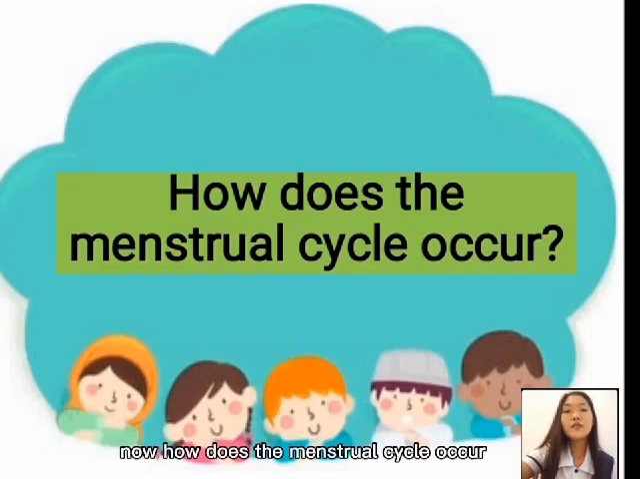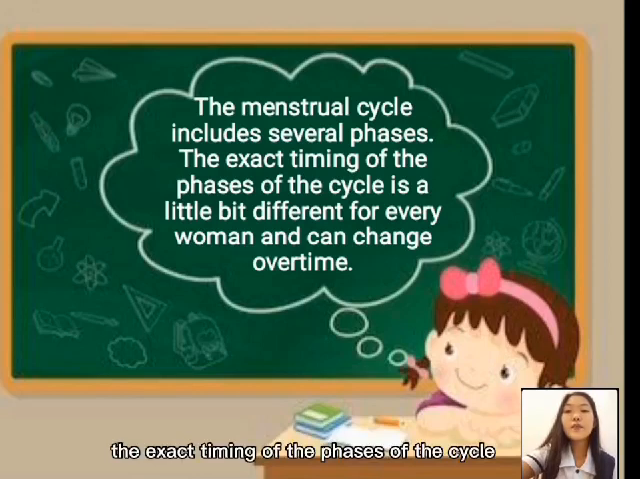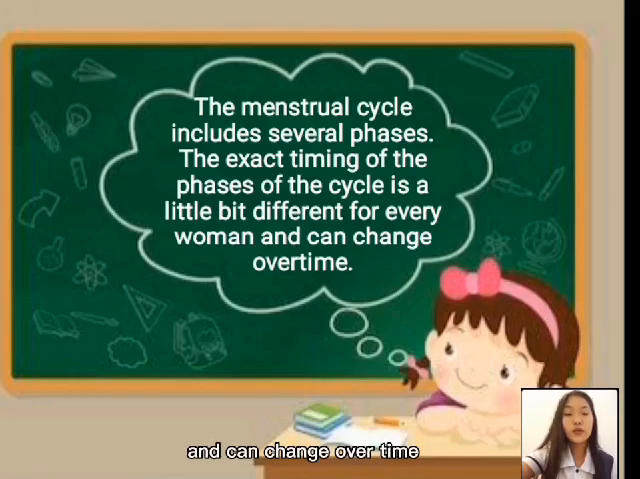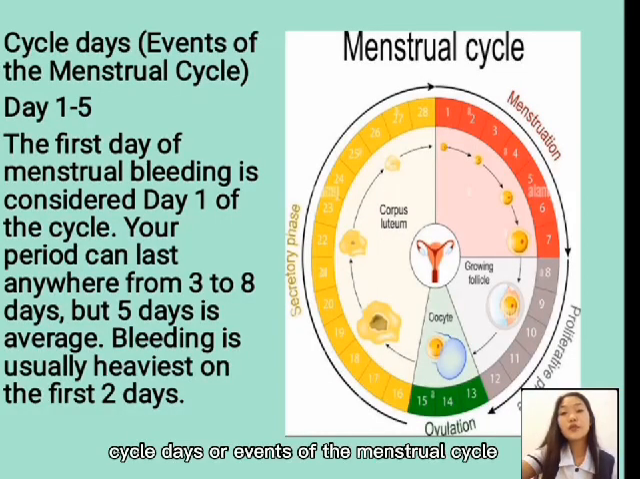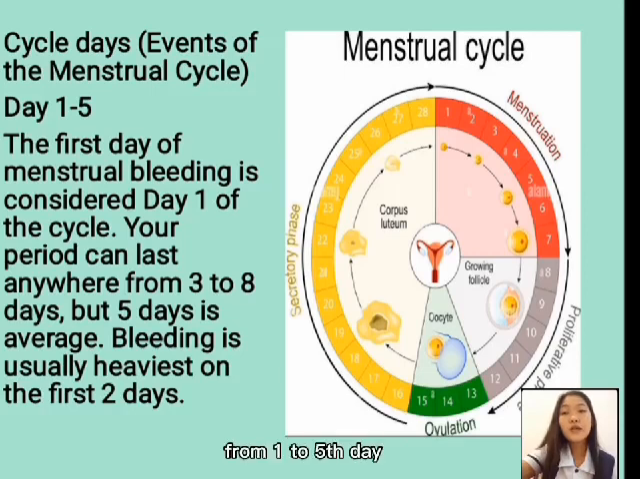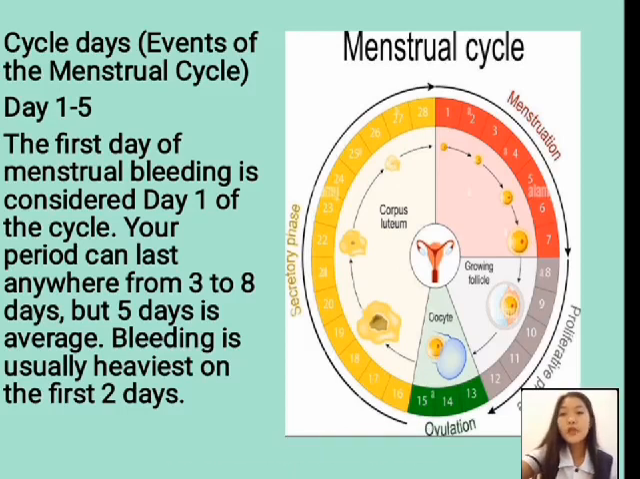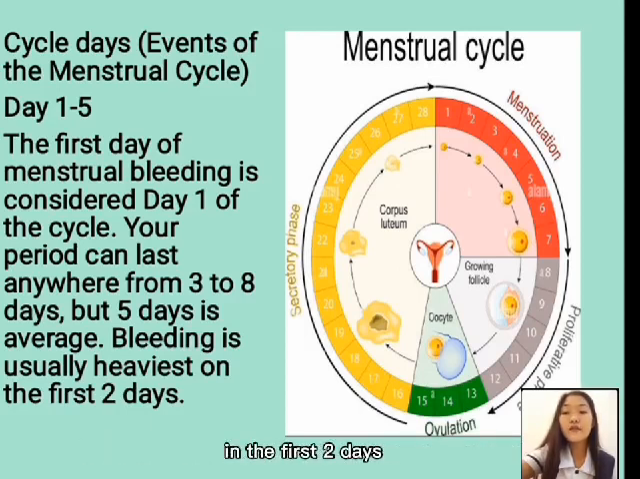Now, how does the menstrual cycle occur? The menstrual cycle includes several phases. The exact timing of the phases of the cycle is a little bit different for every woman and can change over time. Cycle days or events of the menstrual cycle. From day 1 to 5, the first day of menstrual bleeding is considered day 1 of the cycle. Your period can last anywhere from 3 to 8 days, but 5 days is average. Bleeding is usually heaviest in the first 2 days.